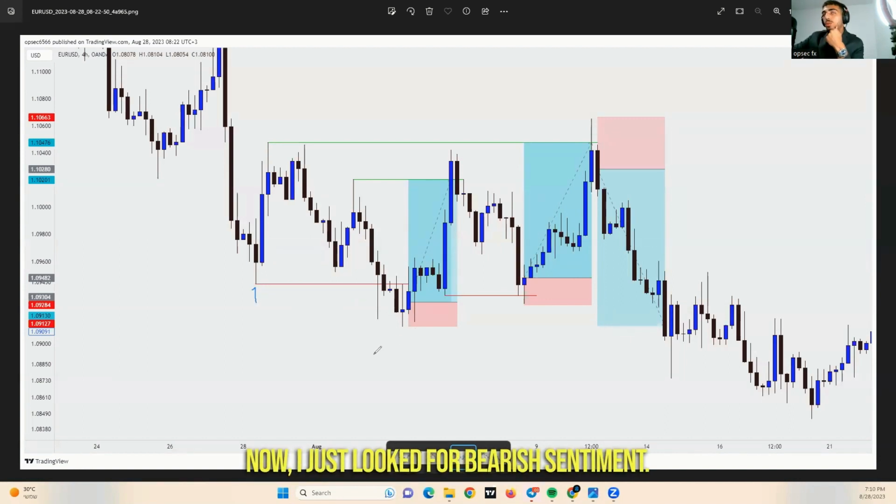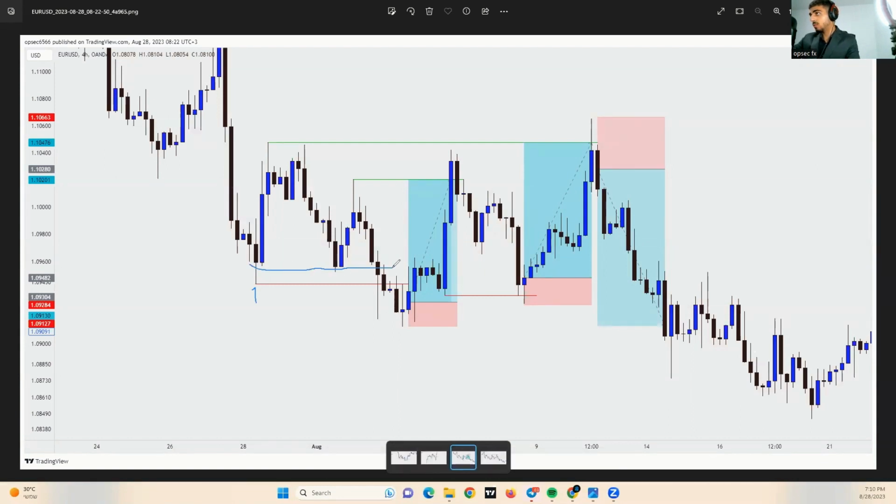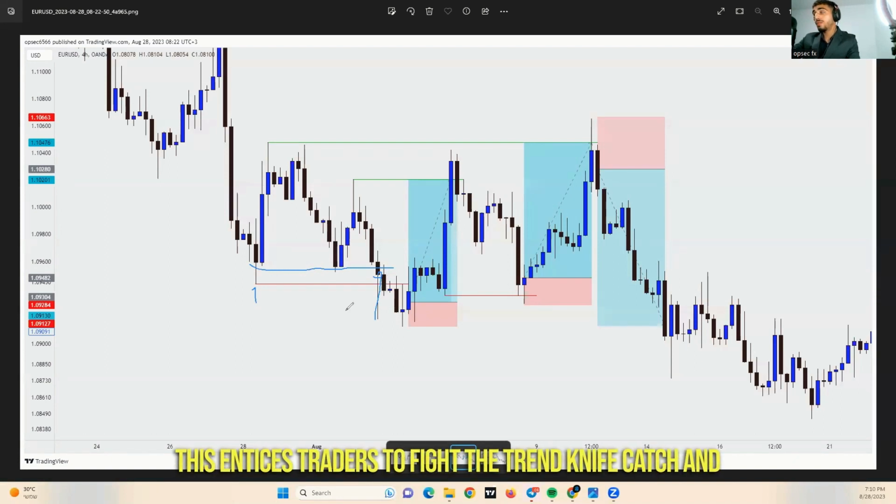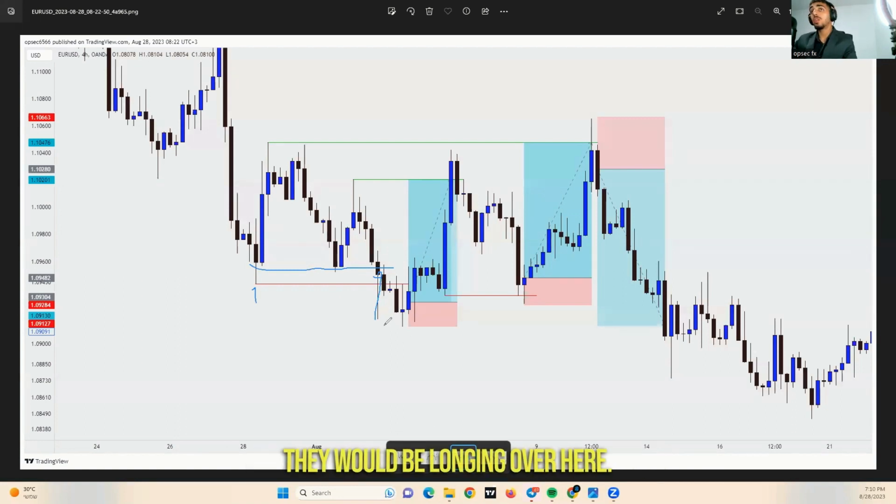Now I just looked for bearish sentiment. So what was I looking for us to have bearish sentiment? Well, I was looking for us to clearly close below this level. So over here, yes, we closed, but notice that swift reaction to the buy side. This entices traders to fight the trend, knife catch, and go long because they think the bottom is in. And even though they would be bearish, they would be longing over here.